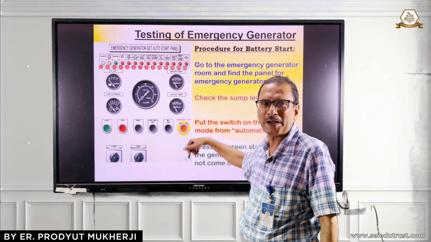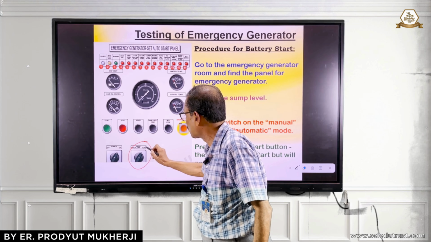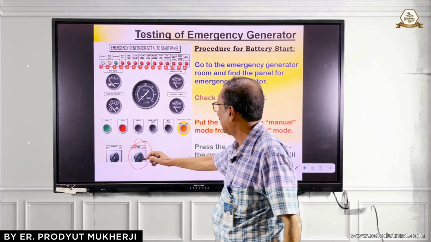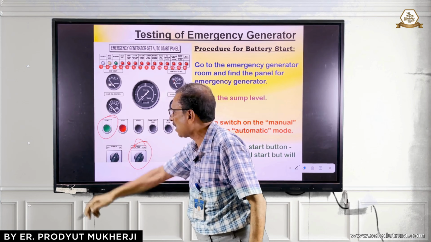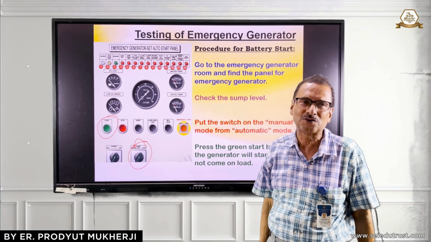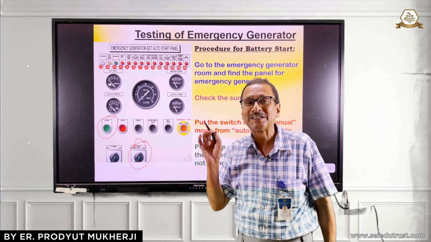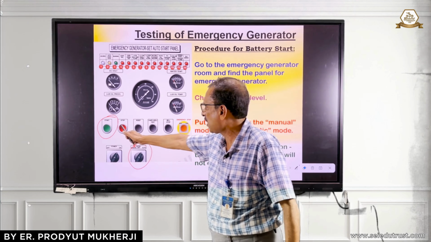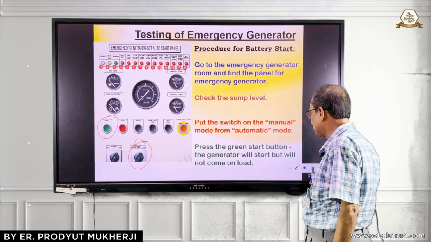This is the control panel of the emergency generator. This is the switch that you have to switch over from auto to manual mode, and then you press the green button, which will start the diesel engine for the generator. But it will not come on load, because we are just testing whether the engine is fine.